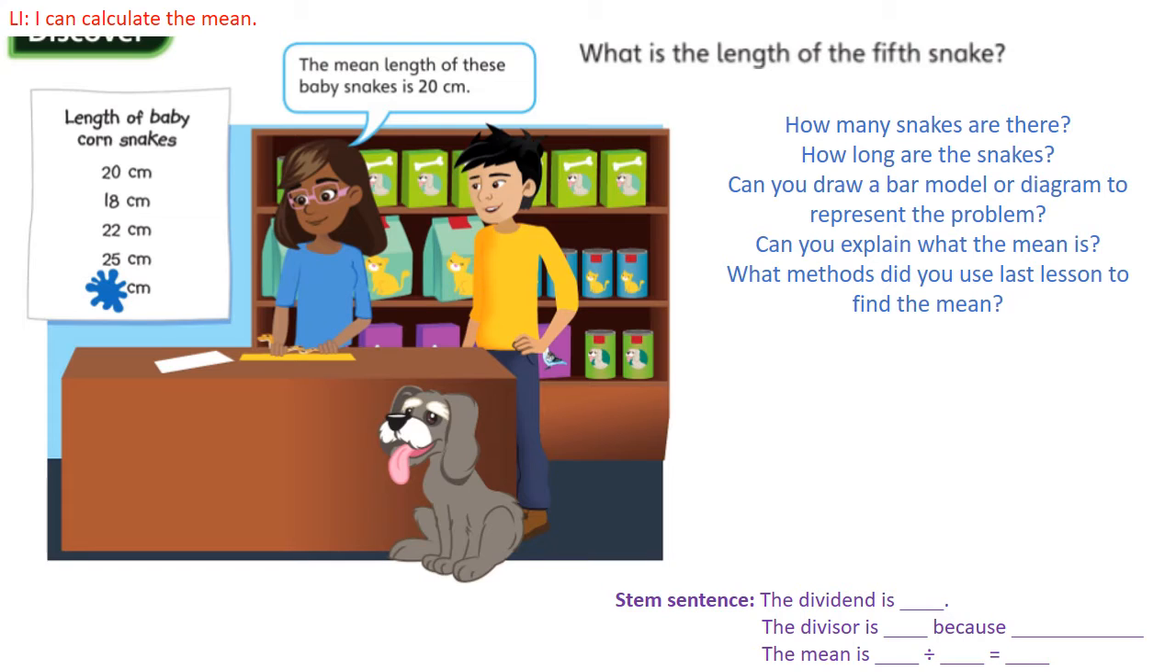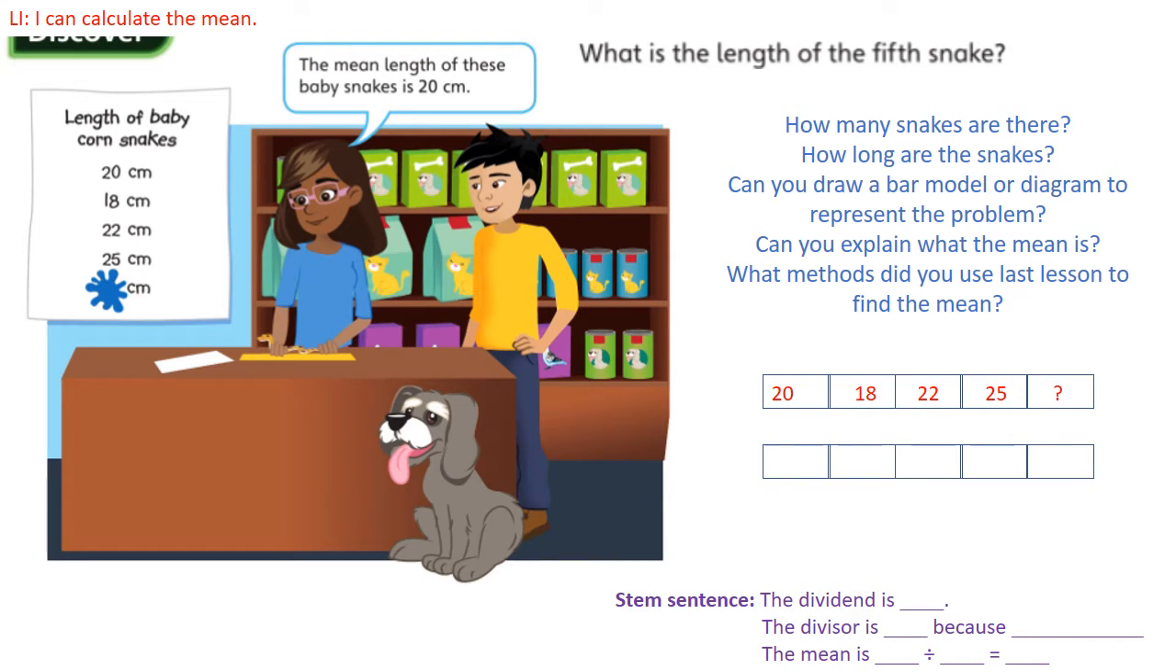So I think I'm going to start by drawing a bar to help me. So there are my 5 snakes and I can put their sizes in, and obviously I don't know the last one. But what I do know is when I add them all together and I divide them by 5, my answer is 20 because my mean is 20. So I've got something divided by 5 equals 20.